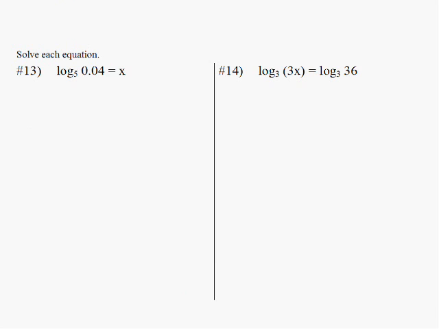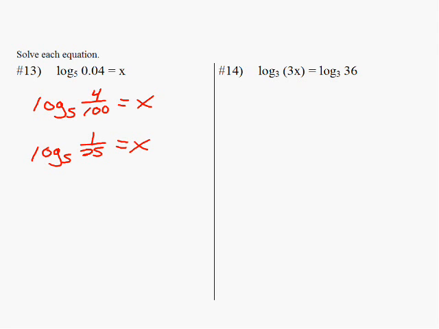13 and 14 solve the equation. Our goal, in most cases, is to take the argument, which is 0.04, and write it in such a way that it has the same base as the logarithm's base. So, to examine this further, we'll take 0.04, which is read 4/100ths, and write it as a fraction. The fraction would be 4 over 100. 4 over 100 reduces to 1/25.